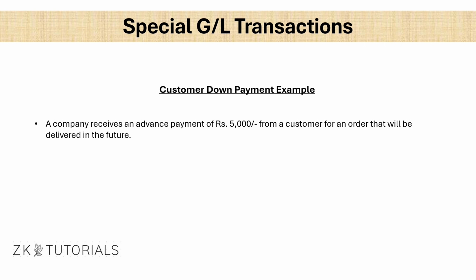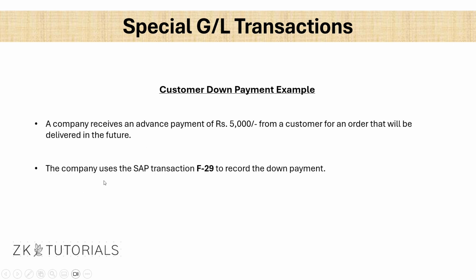Whenever he gives the order for us to produce a few goods, we ask him for an advance payment of 5,000. For example, 50,000 is the invoice amount, but we have asked only 5,000. That means 10% of the invoice amount, and the customer paid it. We have received 5,000 from the customer.